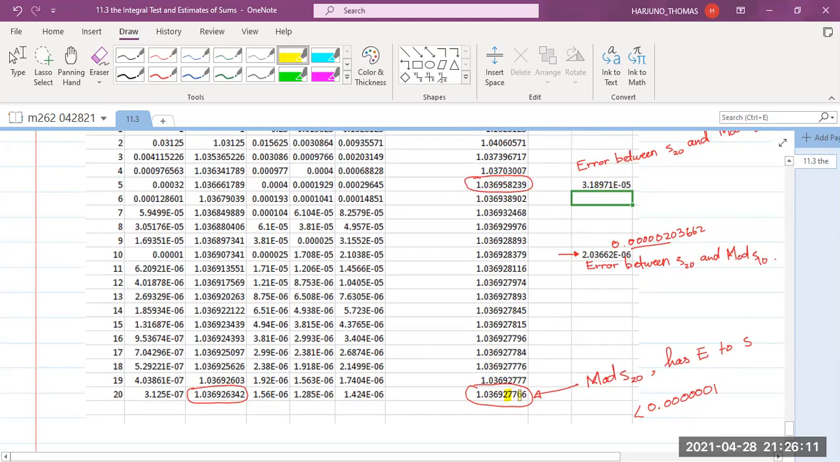Yeah, that's, I don't even know what is the actual sum though, to be honest with you. I don't know what is the actual sum.